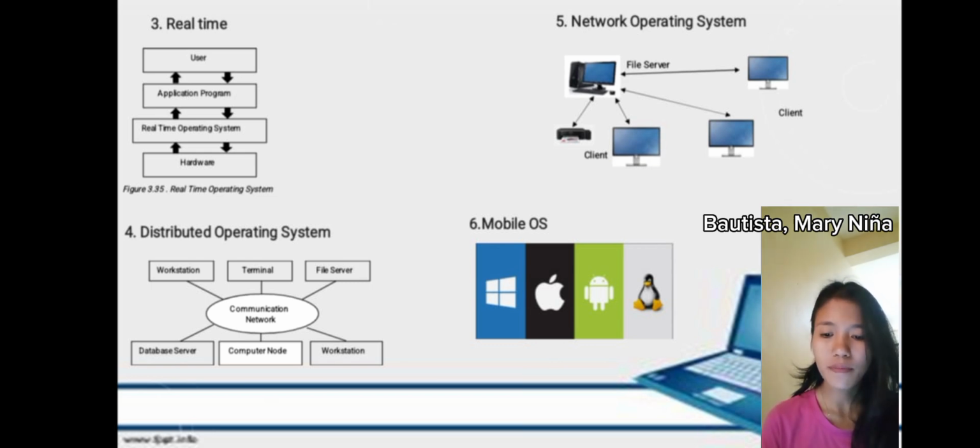The fifth one is the network operating system. A network operating system runs on a server. It provides the capability to serve and manage data, user groups, security, applications, and other networking functions.